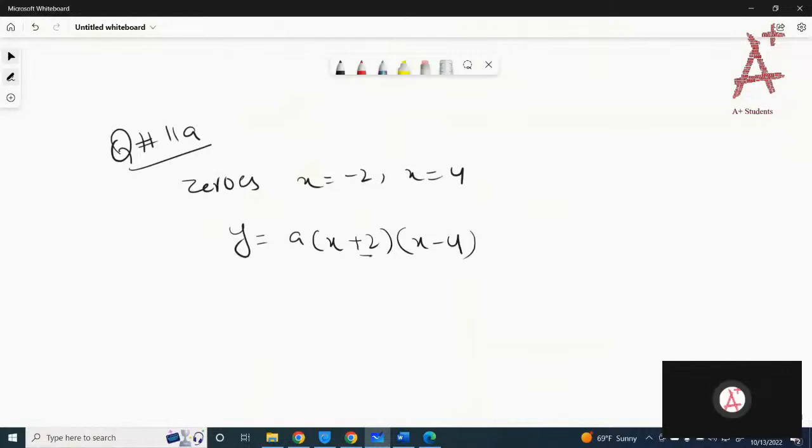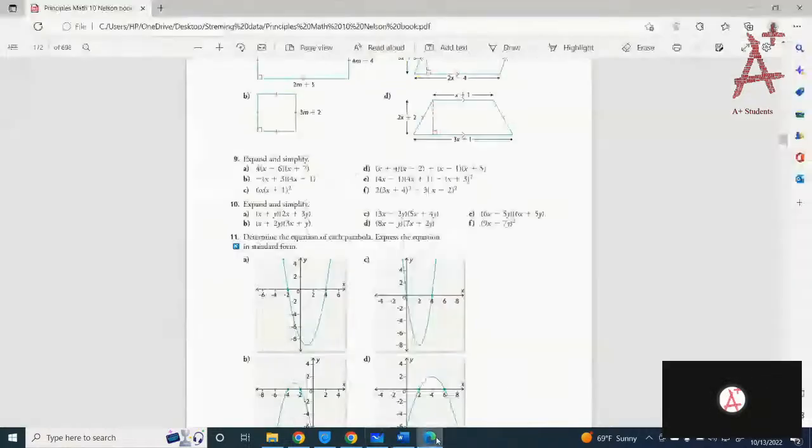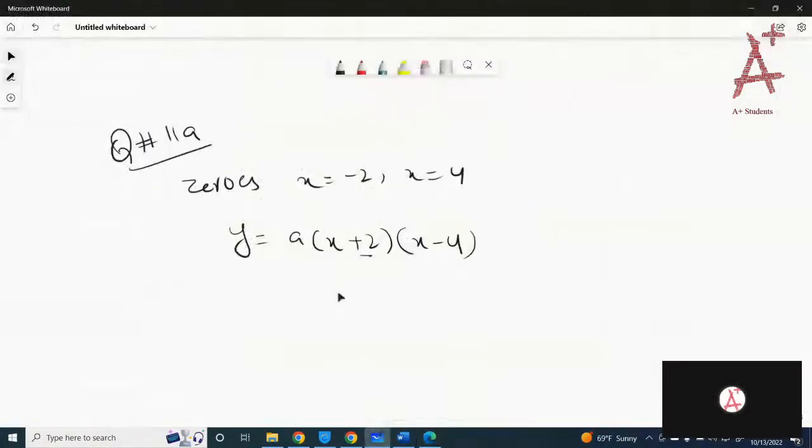And now we have to find the y-intercept of the graph. So the graph is touching the y-axis at -8. Got it? So the y-intercept is -8. Y-intercept is (0, -8). Got it?